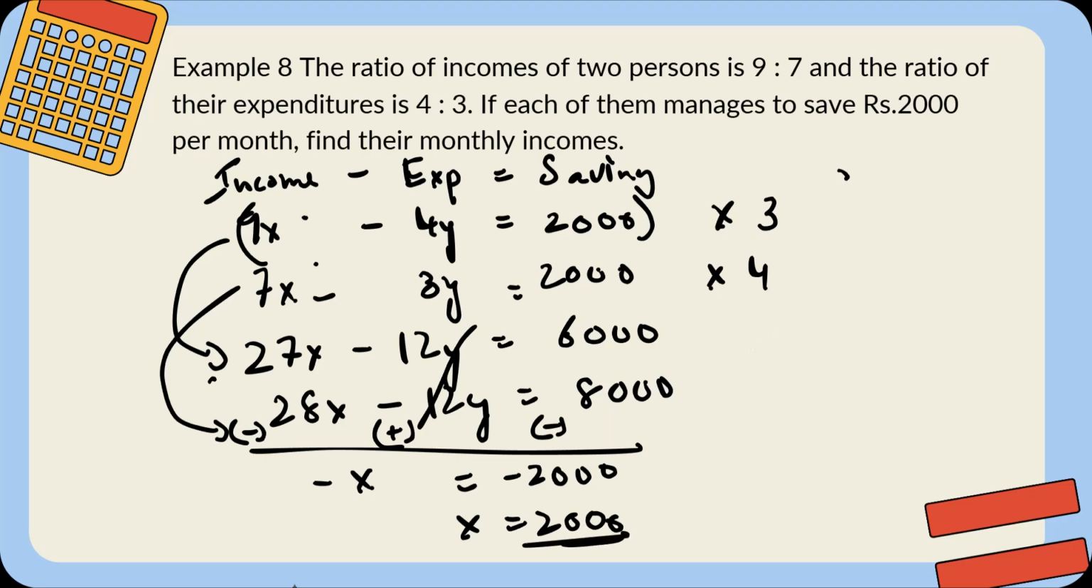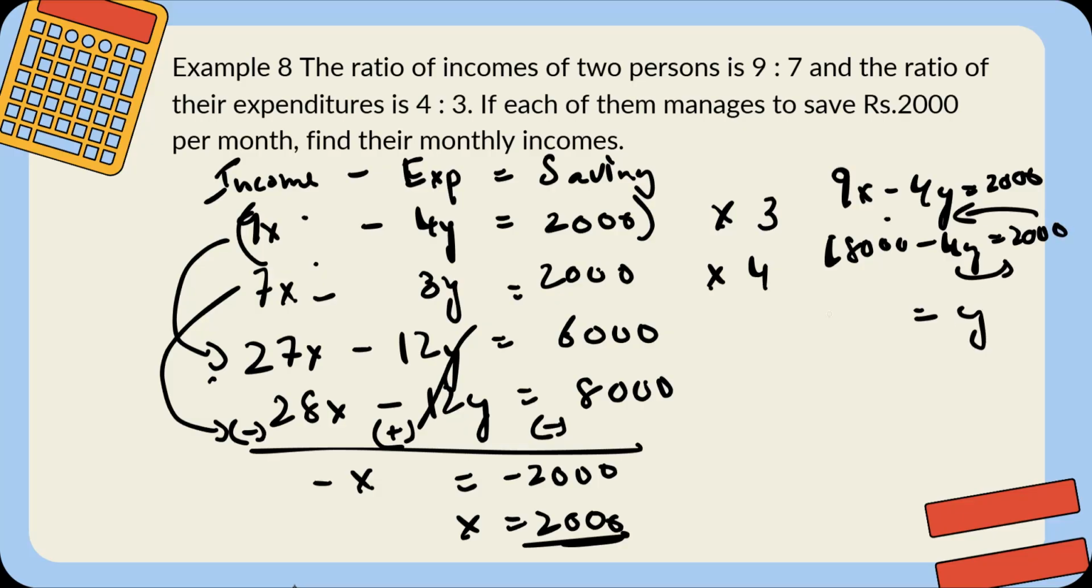So what will be y? We have 9x minus 4y is equal to 2000. So x is 2000, right? So 9 into 2000 is 18,000. Minus 4y is equal to 2000. Take the 2000 to this side, 4y to the other side. So y is equal to 18,000 minus 2000, which is, it won't be 6,000, it is 16,000. It'll become plus 4y and 4 will come down. 16,000 divided by 4 will become 4,000. So y is 4,000. So x is 2,000, y is 4,000.